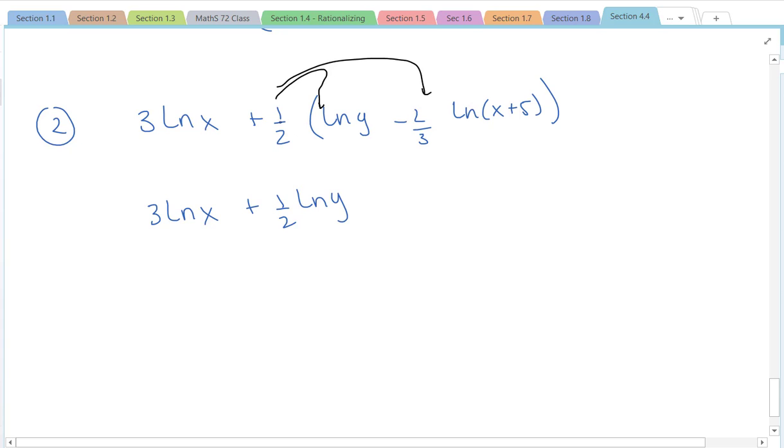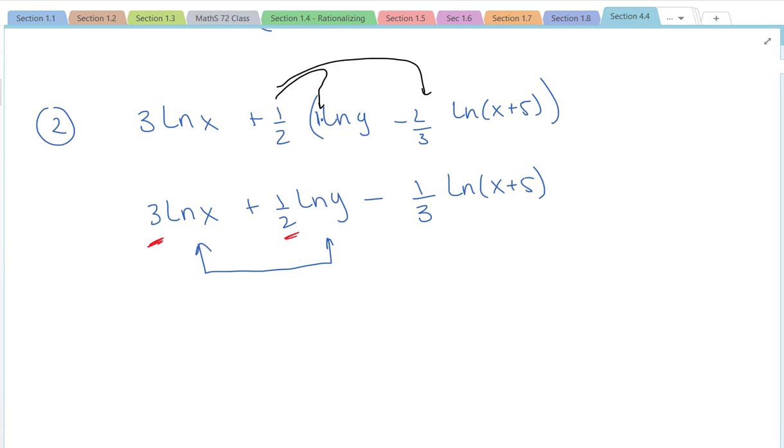Notice that 1/2 is a coefficient, so I'm going to multiply it by the invisible 1 that sits in front of the ln of y, minus 1/2 times 2/3. So the 2's cancel, so I get just negative 1/3 natural log of x plus 5. And now it looks like the previous one. So again, I'm going to take two log quantities at a time. Oh wait, I can't do this, right? I can't combine them just yet because I have coefficients. So I kind of went against my own rules. You have to look for the coefficients first.